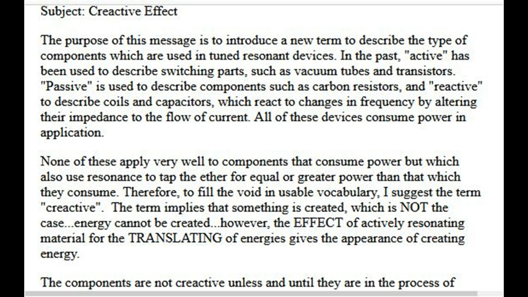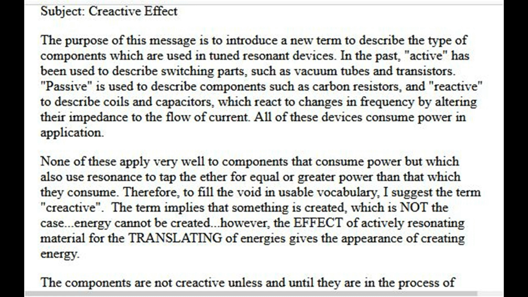In the past, active has been used to describe switching parts, such as vacuum tubes and transistors. Passive is used to describe components such as carbon resistors, and reactive to describe coils and capacitors, which react to changes in frequency by altering their impedance to the flow of current. All of these devices consume power in application. None of these apply very well to components that consume power but which also use resonance to tap the ether for equal or greater power than that which they consume.